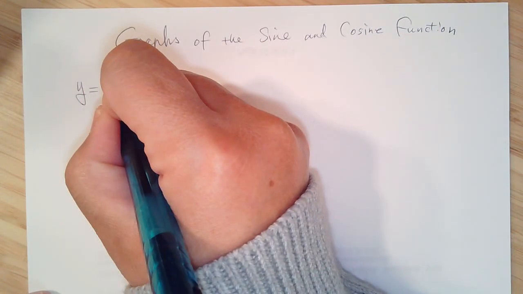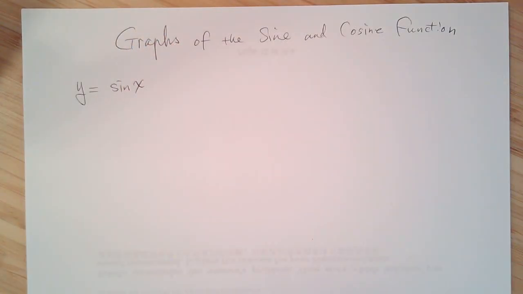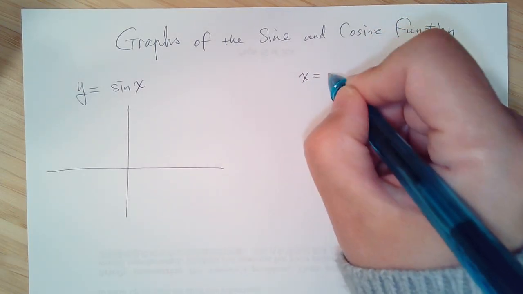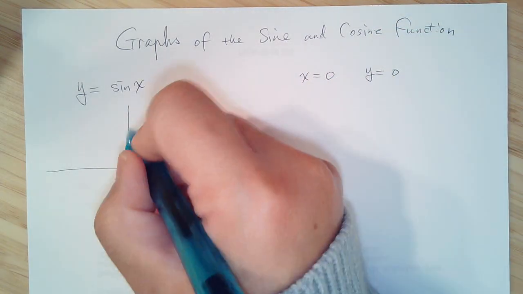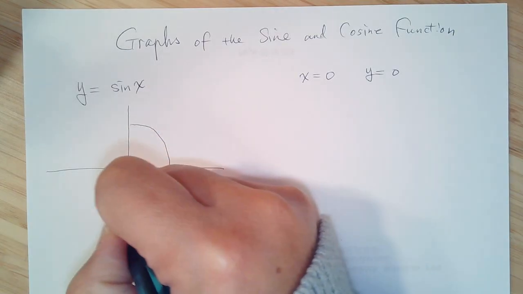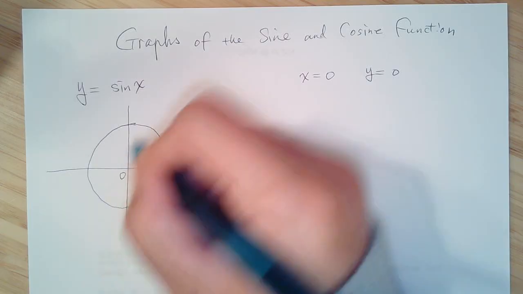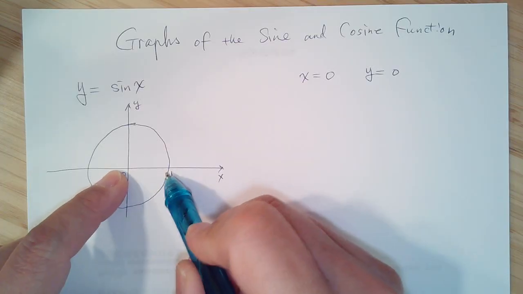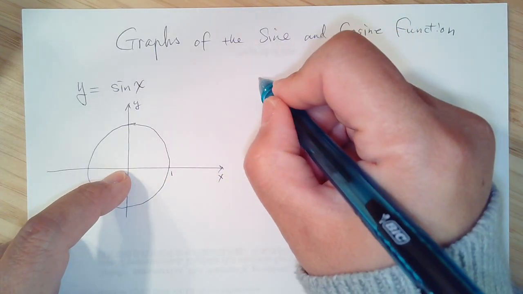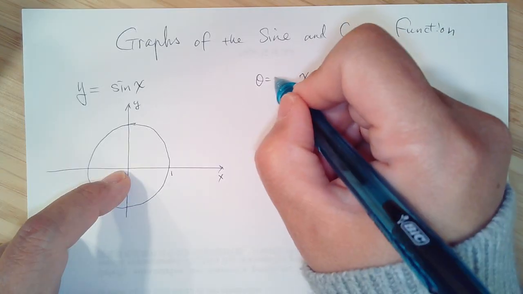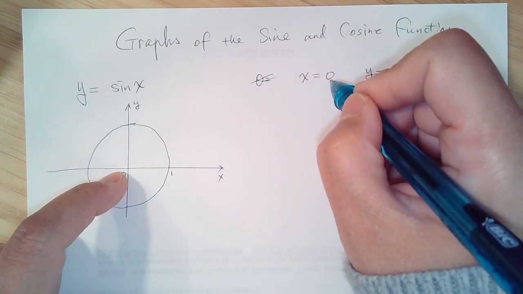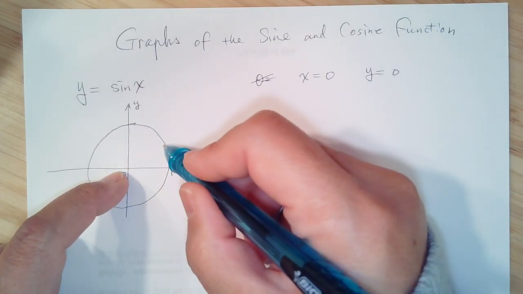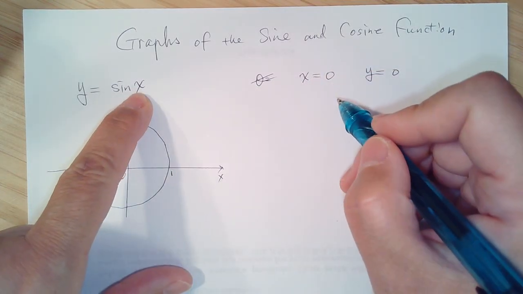So if y equals sine x, let's think about the graph. All right, now we know that when x equals 0, y equals 0. So here's a unit circle. When x equals 0, y is 0. And when x equals this theta, this angle, we call that x, okay? So x is not this x. This x is the x coordinate of the point on the circle. But now this x is actually the angle.